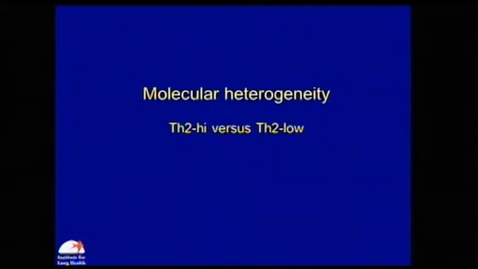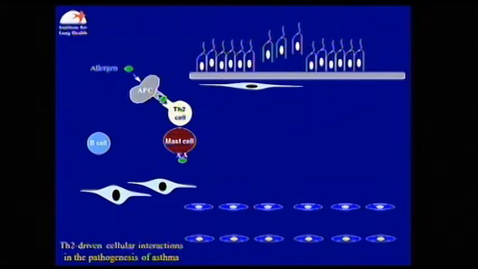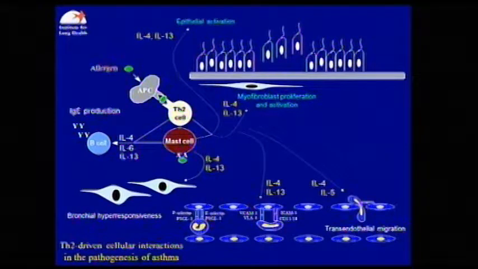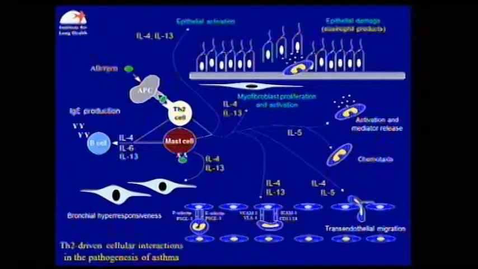So I'd like to move on now and talk about molecular heterogeneity, and particularly Th2 high versus Th2 low disease. Now Th2 cytokines are undoubtedly important for some patients with asthma, and they have many relevant biological effects to asthma. So I've got mast cells and T cells here as sources of these cytokines, but eosinophils, innate lymphoid cells and so on can all produce Th2 cytokines. And we know that IL-4, IL-13 are very important for IgE production. IL-4 and IL-13 are important for epithelial activation, myofibroblast dysfunction. IL-4 and IL-13 are reported to increase hyperresponsiveness. And IL-4, IL-13 and IL-5 are important for the recruitment, subsequent survival and activation of eosinophils. So obviously highly relevant molecules.